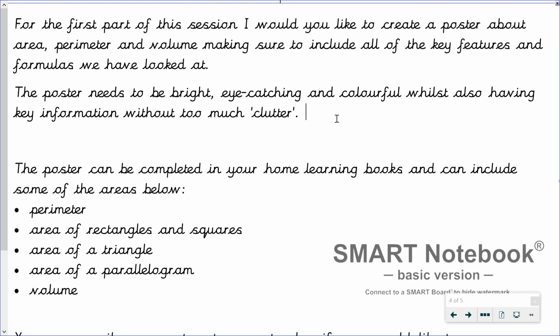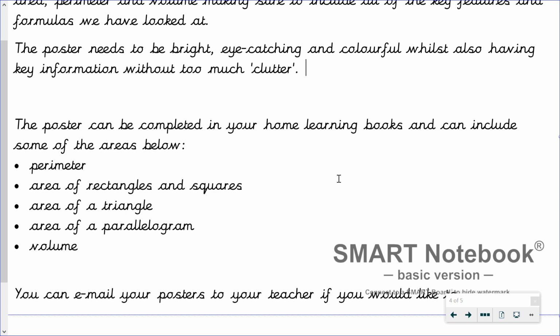The poster needs to be bright, eye-catching, colourful, but it also needs to have just the key information, not loads of clutter, which sometimes appears on posters. The poster can be completed in your home learning books or on a piece of paper if you want plain paper, and can include some of the areas below.